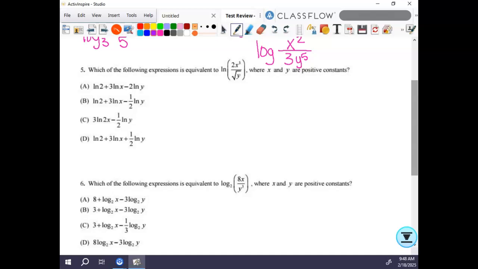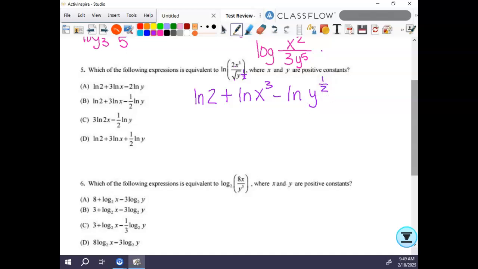Okay, so remember that the square root of y is really just y to the 1/2 power. So when I'm splitting it apart, so the opposite of what we just did there, I'm going to have the natural log. Everything in the numerator is positive, so I can split that into 2. So that's the natural log of 2 plus the natural log of x cubed. Since this is in the denominator, I'm going to subtract natural log of y to the 1/2 power.